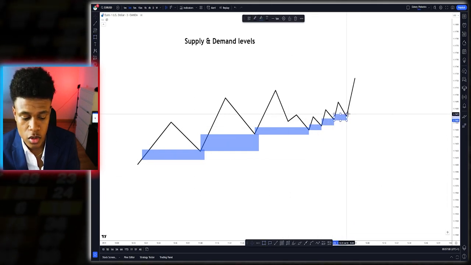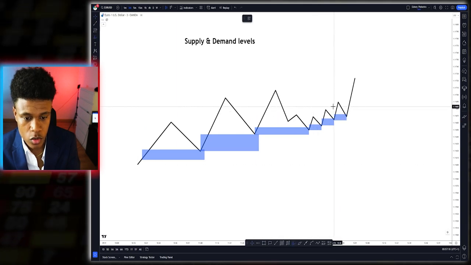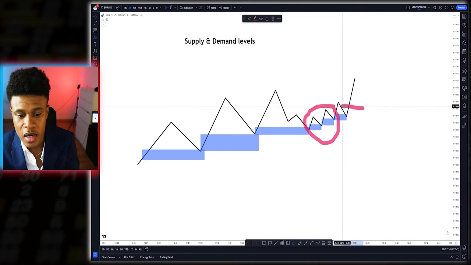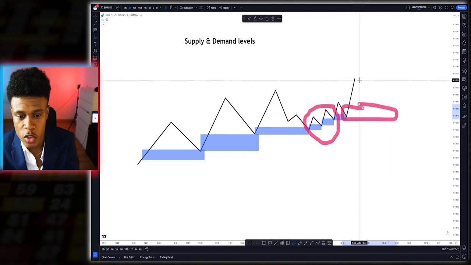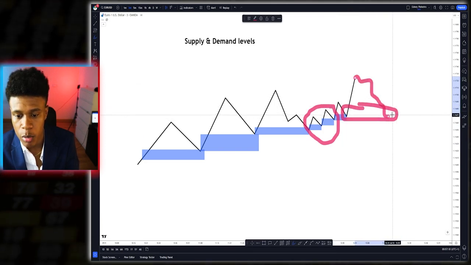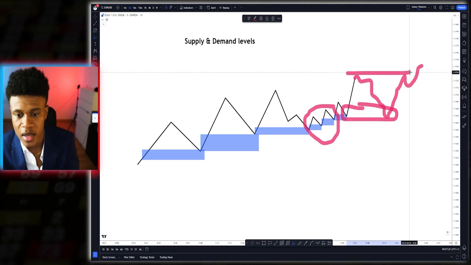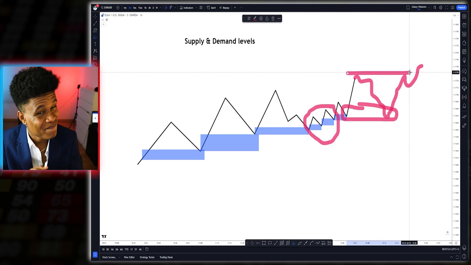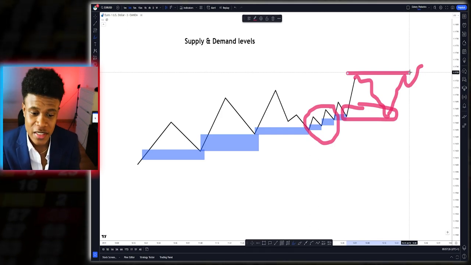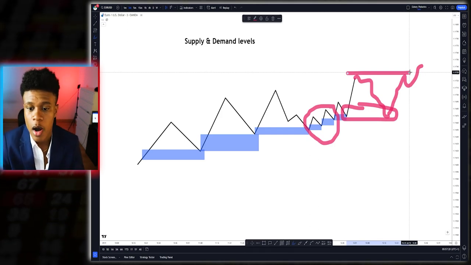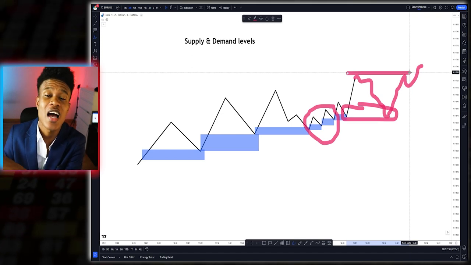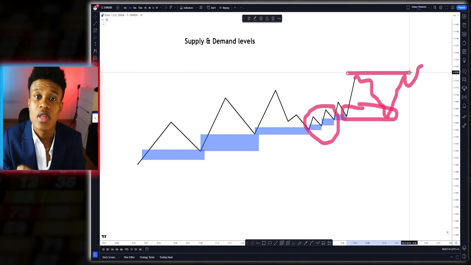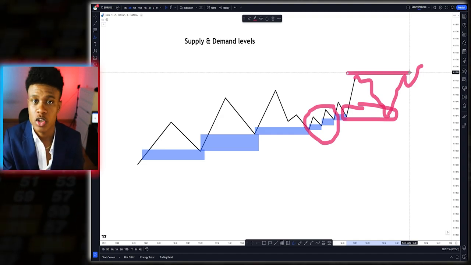So those levels right here were already mitigated. So our demand level is exactly right here right now. We are expecting price to drop and tap this level and then go up again. But as I said to you guys minutes ago, this thing can be way more tricky than that. And we will learn about it, market structure, which is our next summary. So let's start to talk about market structure right now.